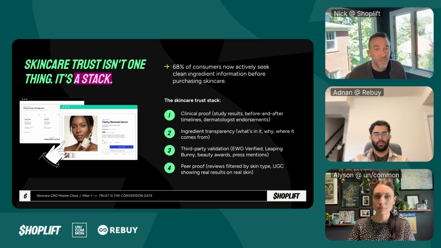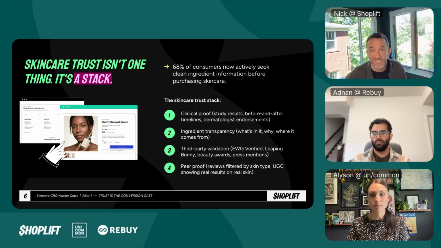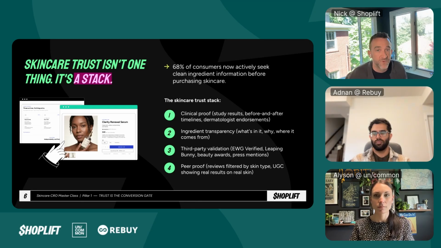So what does that mean? Well, it's actually not one thing. It's a stack. Studies show that nearly 3/4 of consumers are now actively seeking information about clean ingredients before they purchase skincare products. That's one example of a trust signal. So the trust stack is really 4 things. Clinical proof, so study results, before and after timelines, endorsements by professionals, ingredient transparency, what's in it, where did it come from?